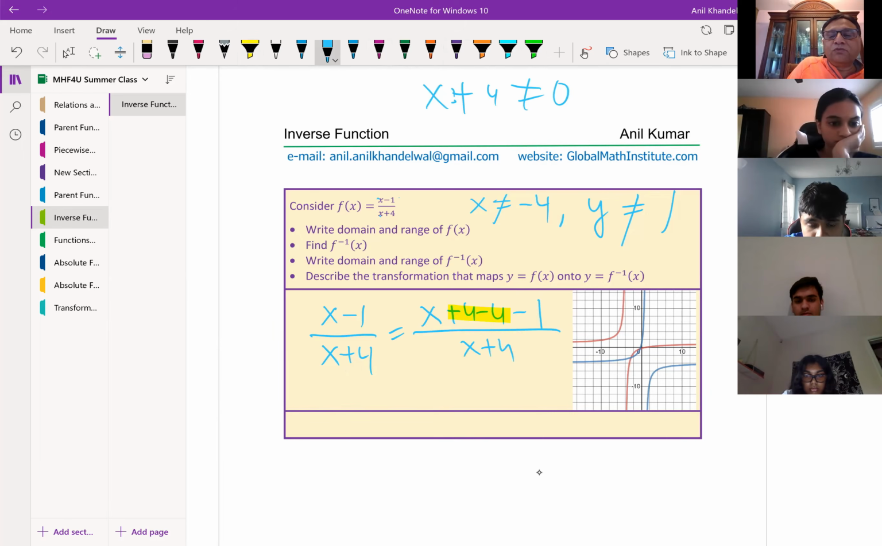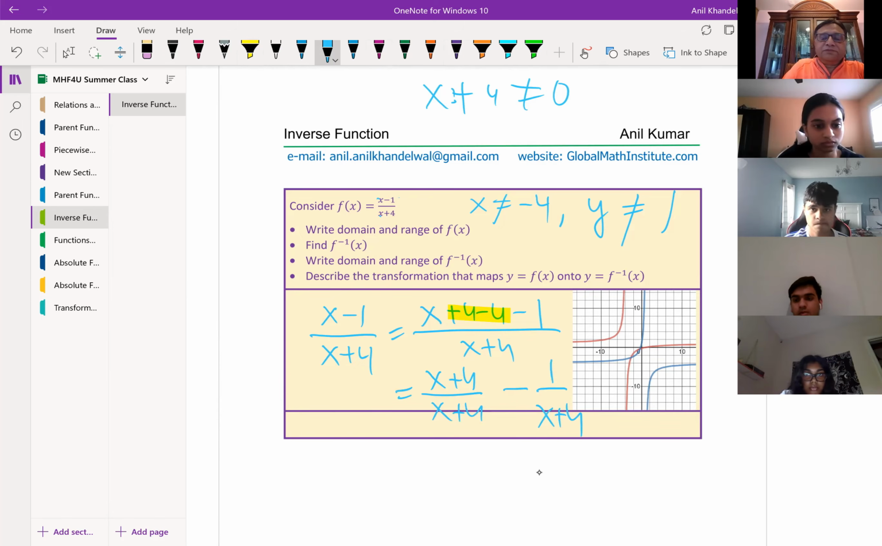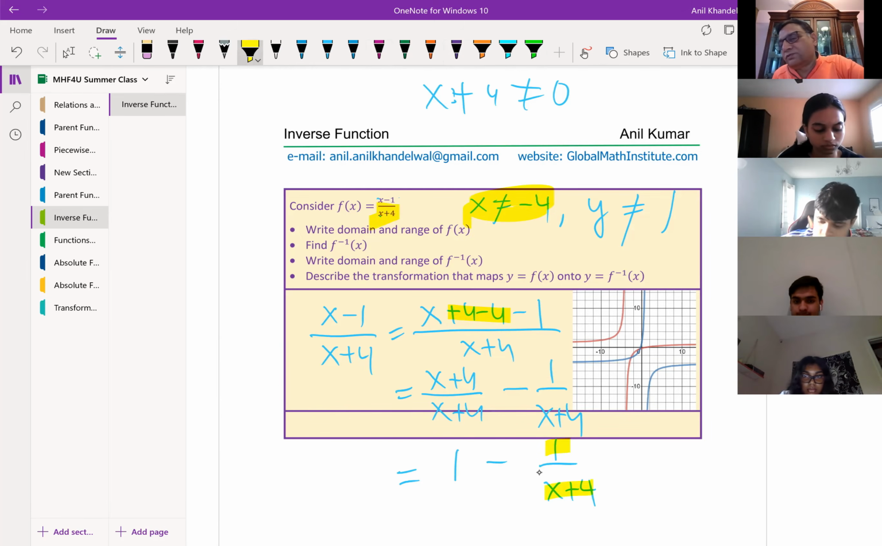But by doing so, what have I done? I've got one factor as x plus 4 over x plus 4, correct? Minus 1 over x plus 4. Do you see that? And the first one is 1 minus 1 over x plus 4. Do you see this? So that means, we know this is one term which is telling us that our vertical asymptote is at minus 4. So x cannot be equal to minus 4.